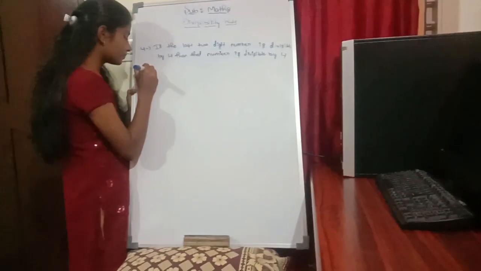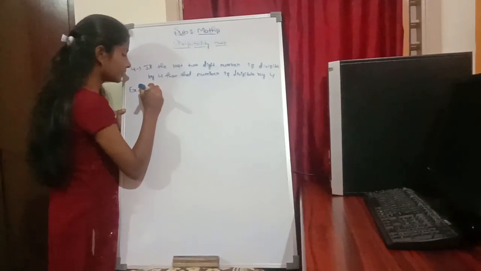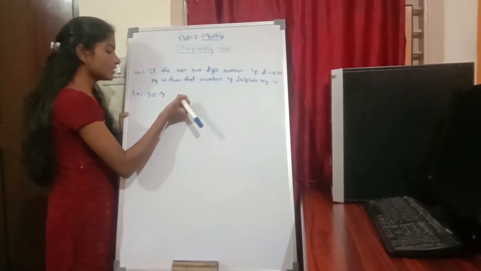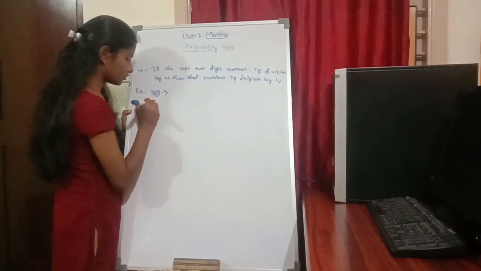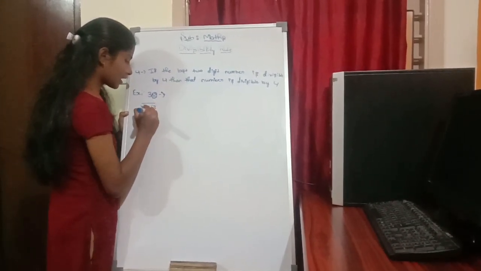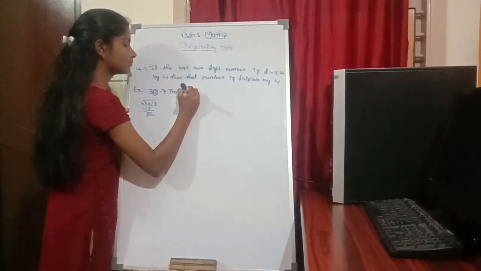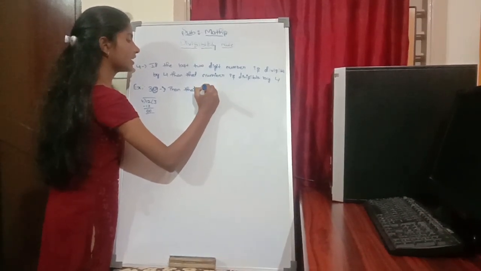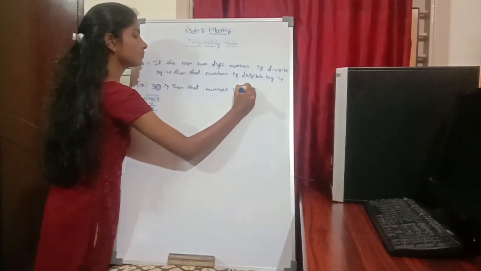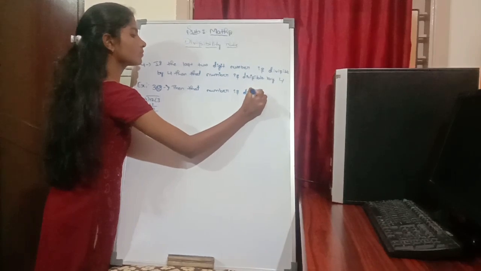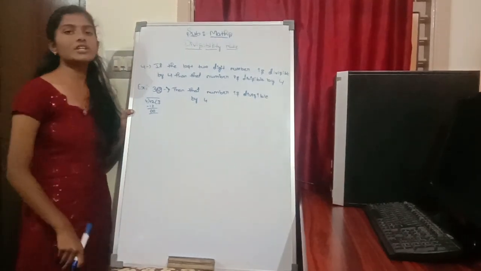Let's take an example. Here we take 312. In this number, the last 2 digits are 12. Here 12 is completely divisible by 4. Then that number is divisible by 4.